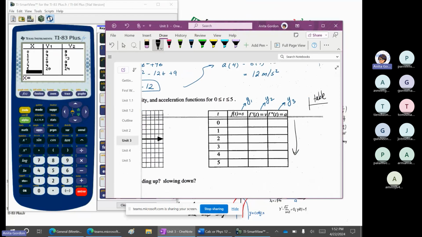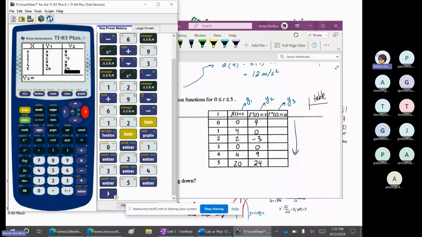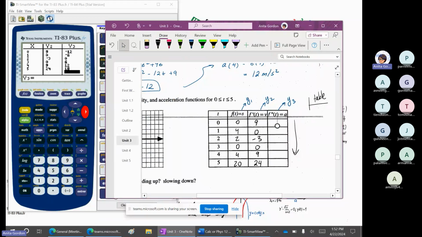So at time 0, my displacement is 0, then 4, 2, 0, 4, and 20. My velocity, 9, 0, negative 3, 0, 9, 24. And then I'm just going to go over to y3, negative 12, negative 6, 0, 6, 12, 18. There we go.